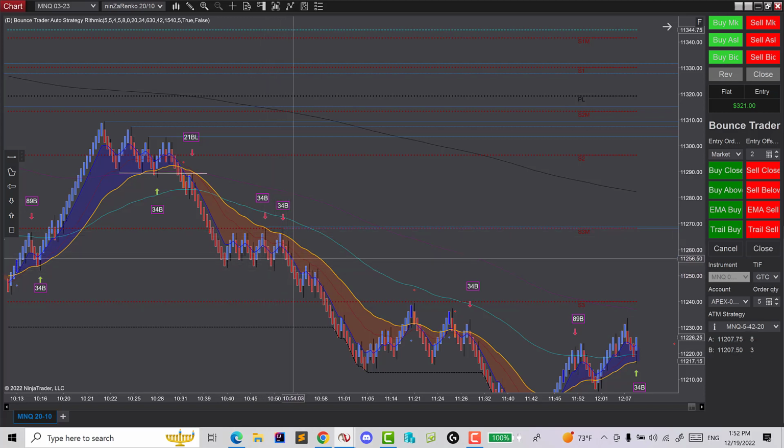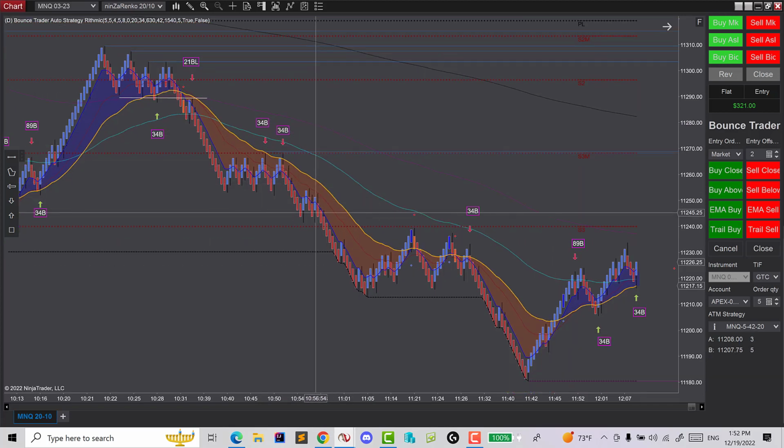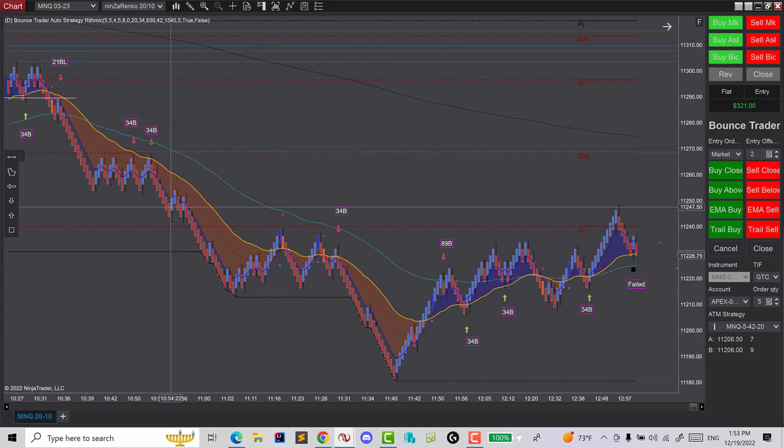But when it did this, when it printed this 2 wicks, you could have extended your take profit. Not just 2 bars, because it's obvious it will go down further. So this is about 10:51 a.m. So we're going further. Price continues to go down.